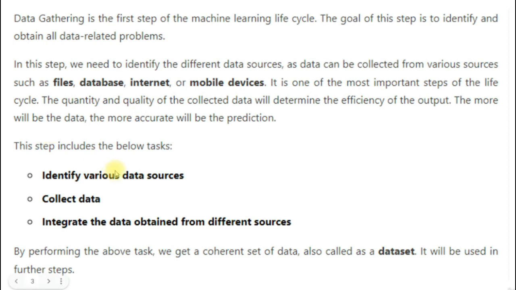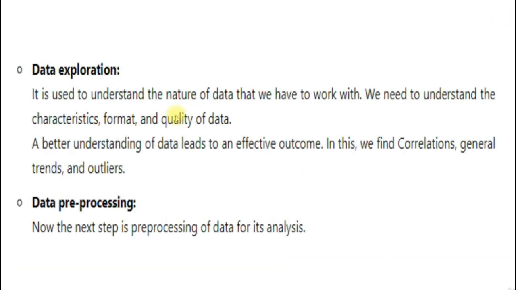So this step includes different tasks like identifying various data sources from where we want to collect our data. Then we have to collect the data from those sources and integrate the data obtained from different sources. By performing the above tasks, we will get a coherent set of data, which is also known as the complete data set. Now, this complete data set that we have acquired will be used in the further steps. Data exploration is used to understand the nature of the data that we have to work with. We need to understand the characteristics, format, and quality of data. A better understanding of data leads to an effective outcome.